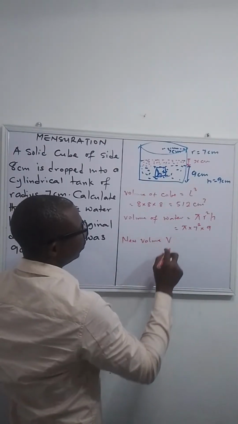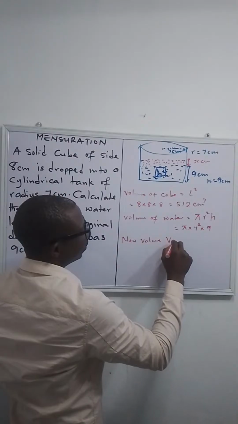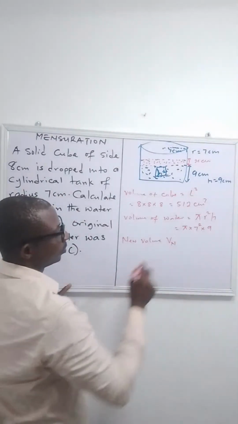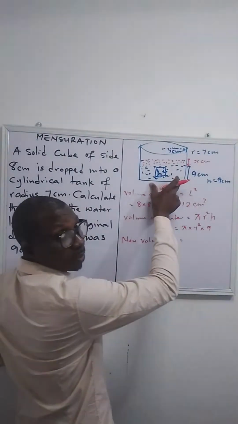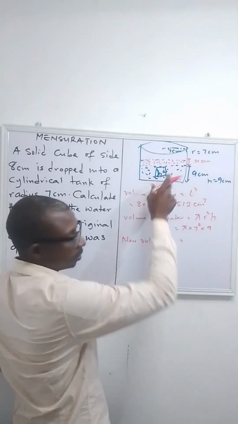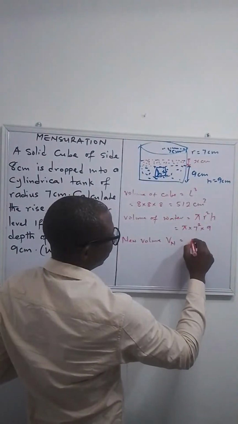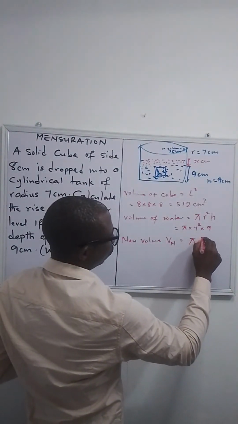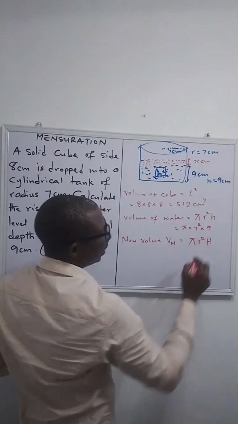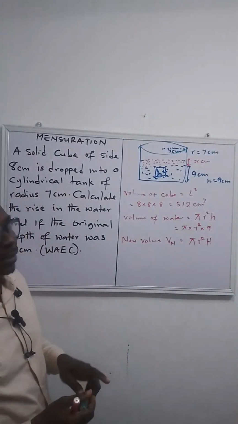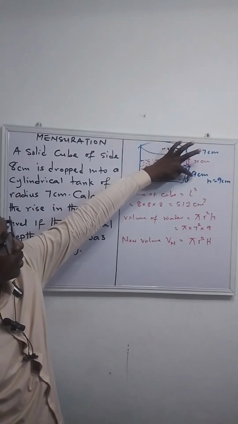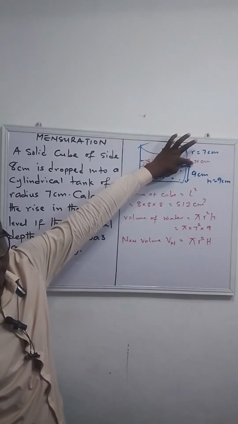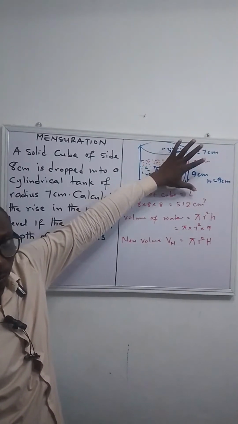let's call that Vn, the new volume. Now that is going to take the shape of the cylinder, so that will be pi r square h. The only thing that will change is the height, because now it will have increased. So it's going to be 9 plus x. I hope you understand that.